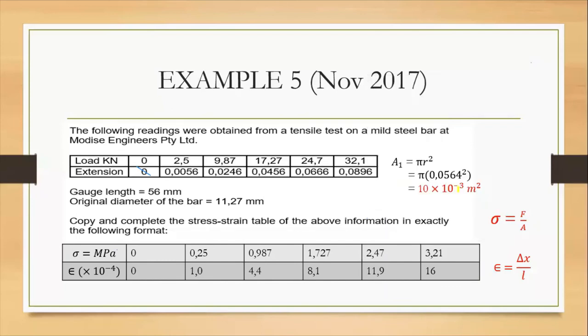Let me just show you why we are dividing by 1,000,000, because it must be in mega. How do you convert pascals to mega? By dividing by 1,000,000. Should it be in mega all the time? Remember, this table was given to us, meaning that according to this table, it was in mega. And again, guys, stress is always in mega.